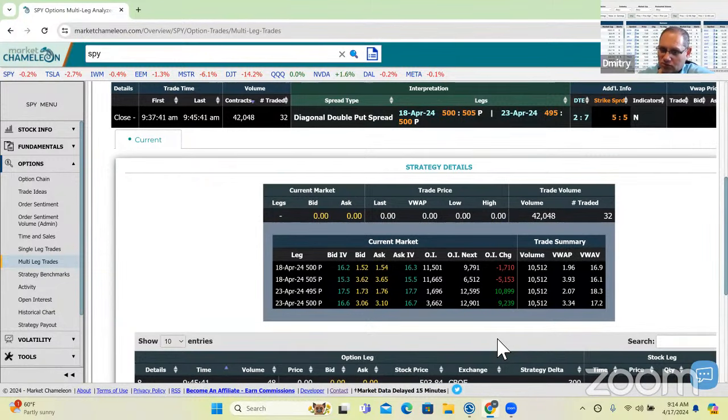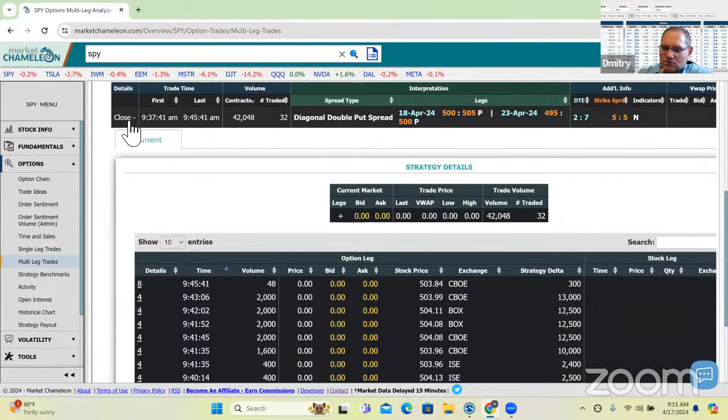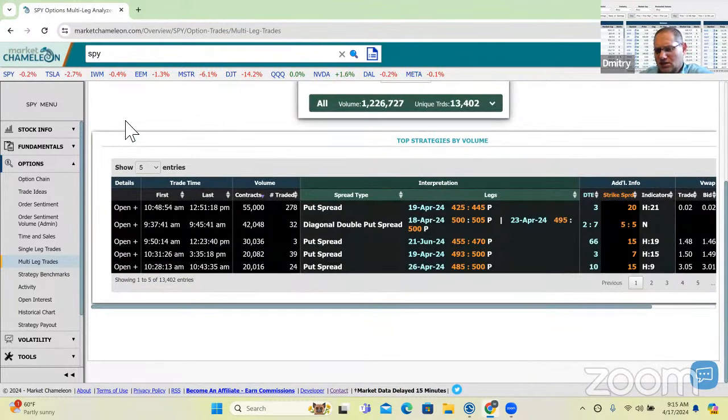So that's what we're doing right now, just seeing that, okay, this is a diagonal put spread, which was a roll. Somebody held perhaps a put spread in one expiration and decided that he wants to get out of that one and roll into a different put spread on different strikes in a further out month, further out expiration. So I'm going to close this for a second.